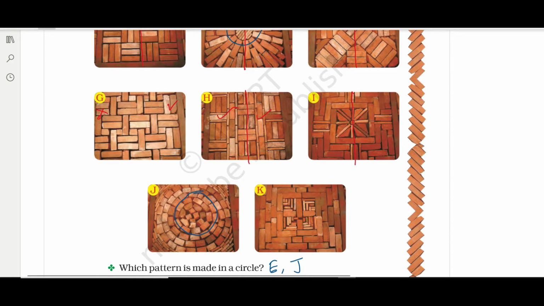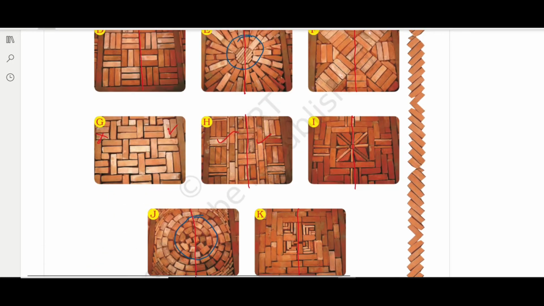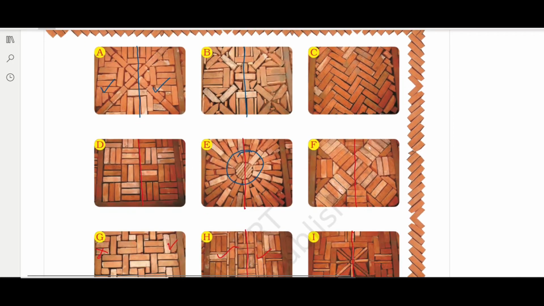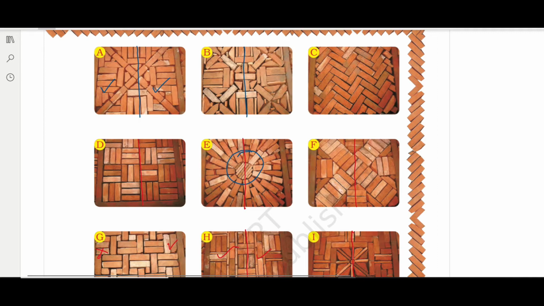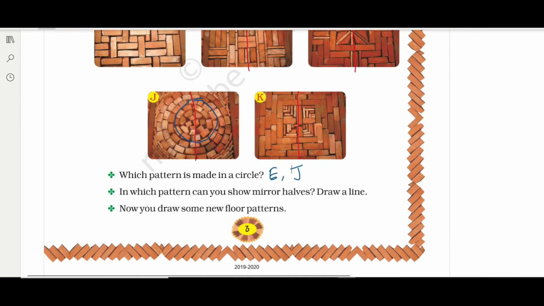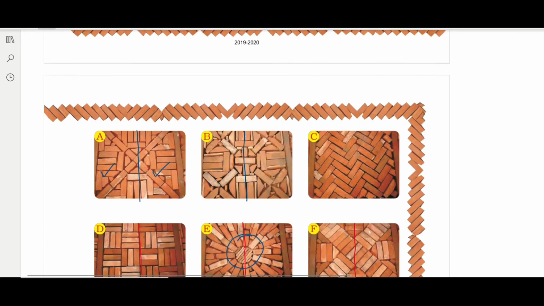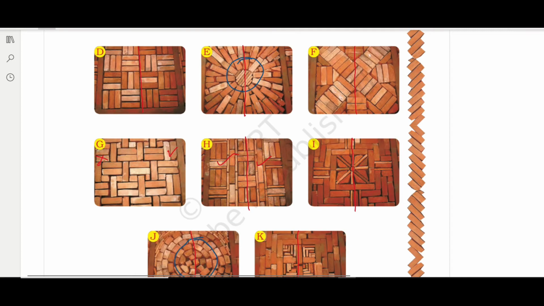And anyway, as I said, circle itself tells that it is a mirror image. If you draw a line in the center, it will be a mirror image. And this is also a unique pattern. You can see it is also a mirror image. So in which pattern can you show mirror halves? Mirror halves are A, B, D, E, F, and then H and then I, and then J and then K. So except in C and G, we have mirror images.